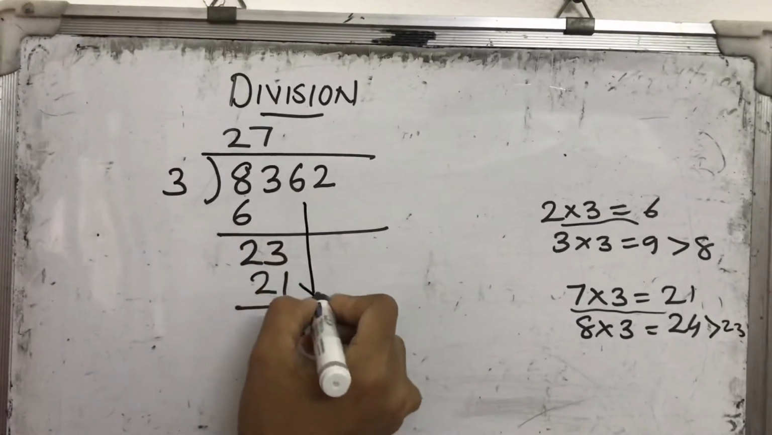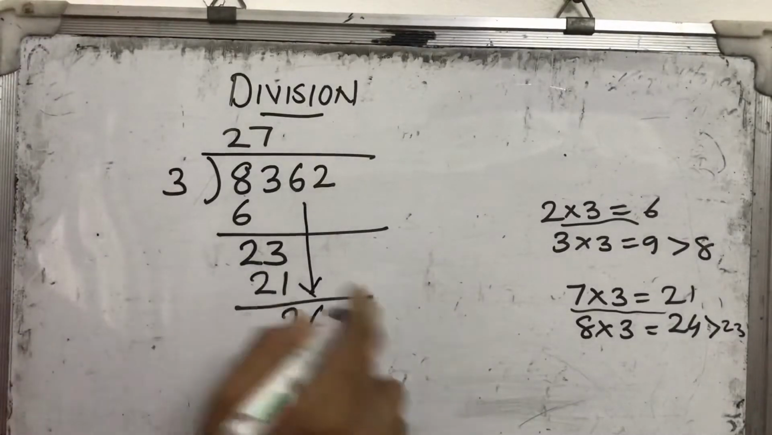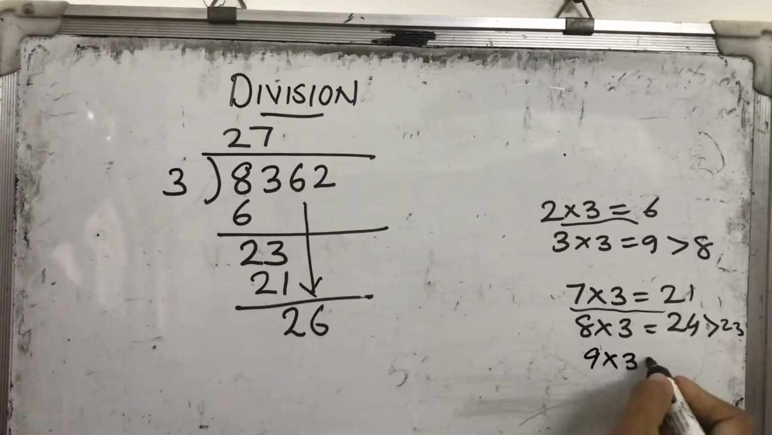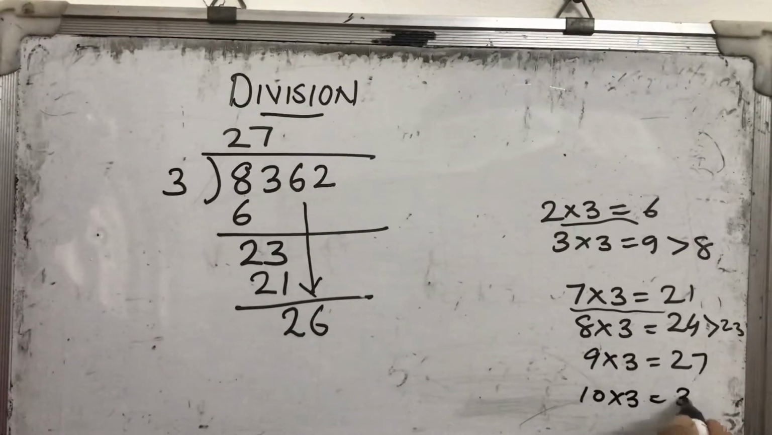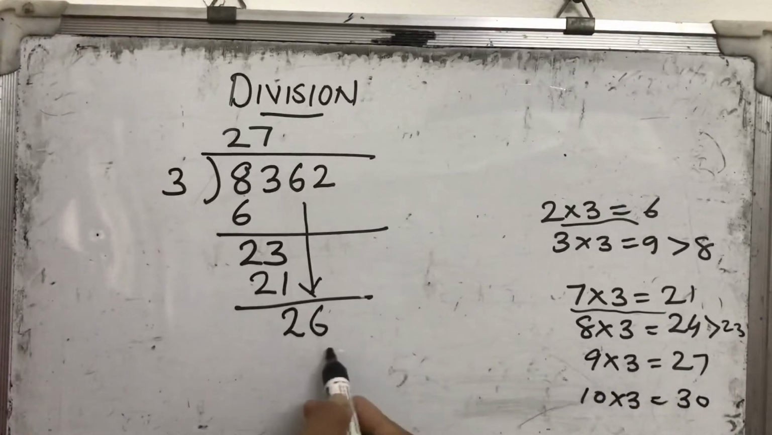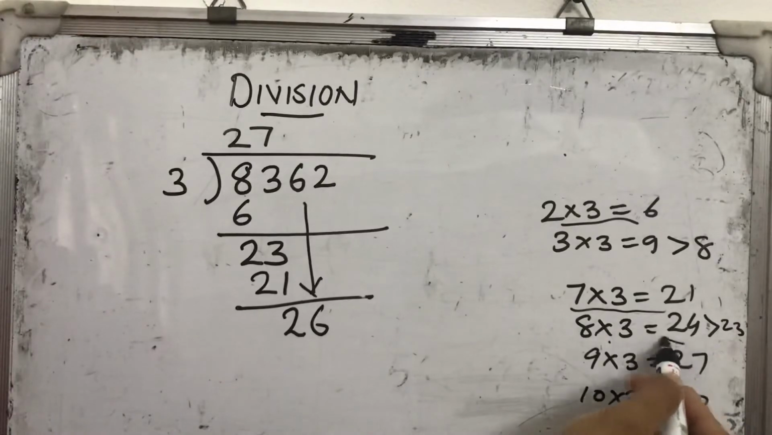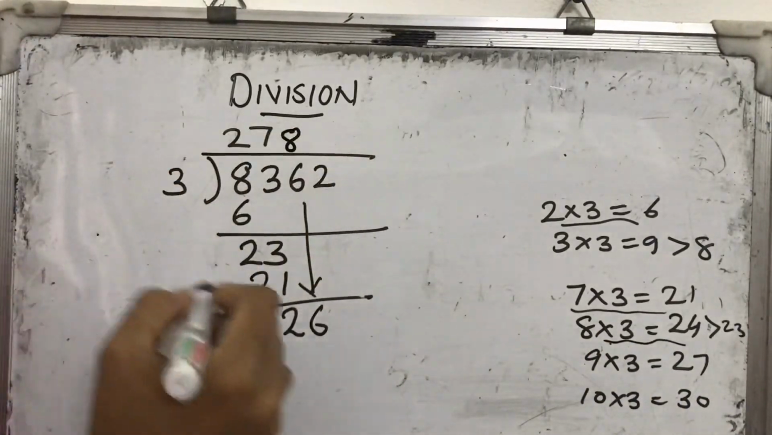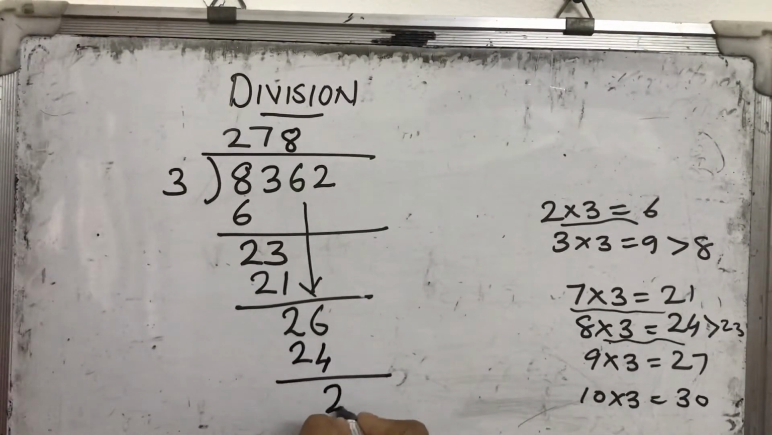Okay. Bring down 6. Now 26. 26 divided by 3. So now here we find 8 into 3, 24. Then 9 into 3 we know it is 27. 10 into 3 also we know, 30. Okay. So 9 into 3 is 27, which is greater than 26. So we want to take this fact, 8 into 3, 24. So 26 by 3 we will get 8. 8 into 3, 24. 6 minus 4, 2.